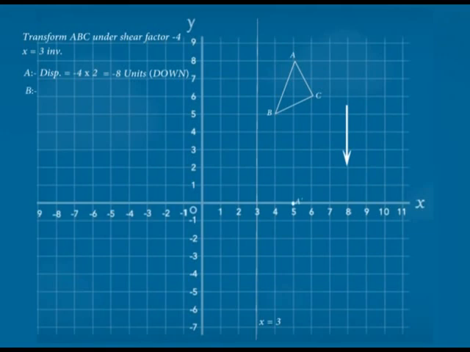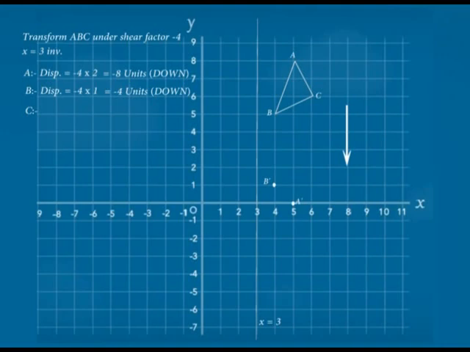Point B. Perpendicular distance from the invariant line is 1 unit. S is -4 and displacement is -4 times 1, giving us -4. So we move 4 units downwards and B prime is here.